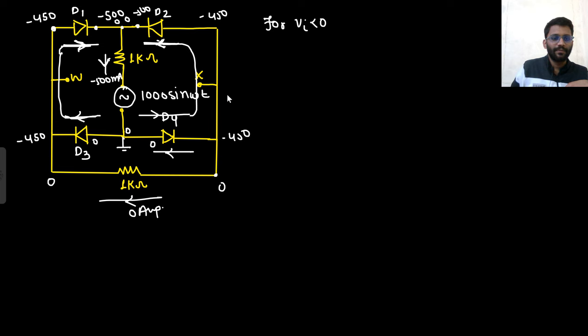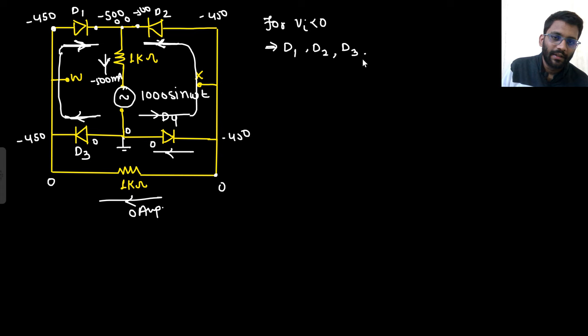What did we do? We assumed minus 500. Now we are assuming D1 to be on, so minus 450 will come here, everywhere minus 450 will go. What does it look like? It looks like everyone should turn on. So if everyone turns on, then we show the direction of current. Then we got to know the direction of current is flowing from P to N in all the diodes. That means all the diodes are on. So here D1, D2, D3, D4, all are on.